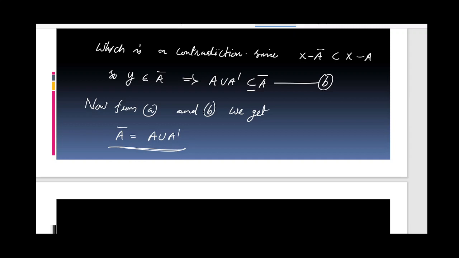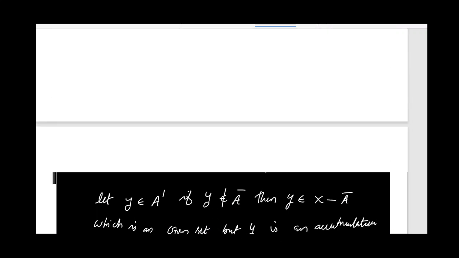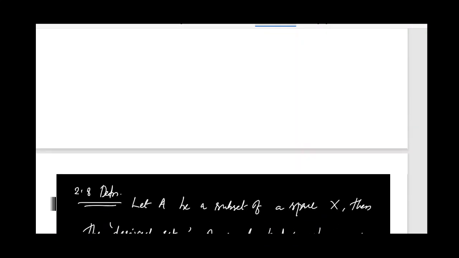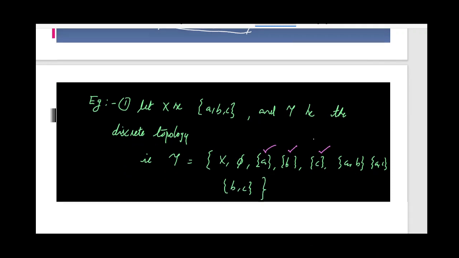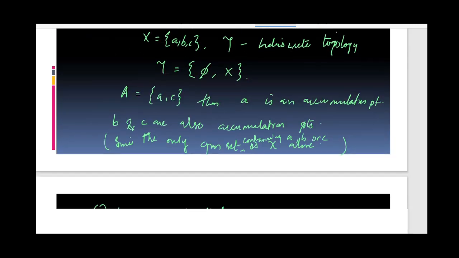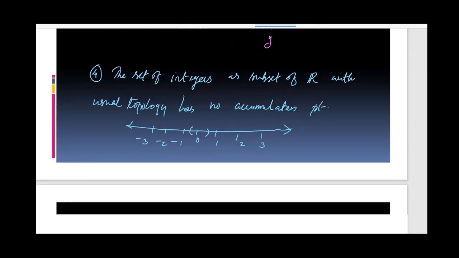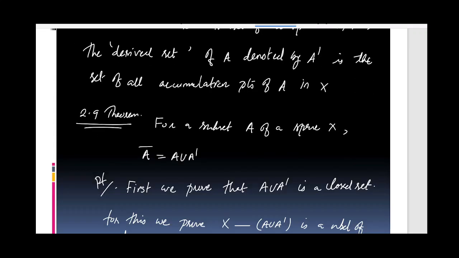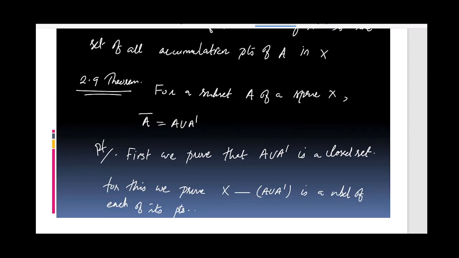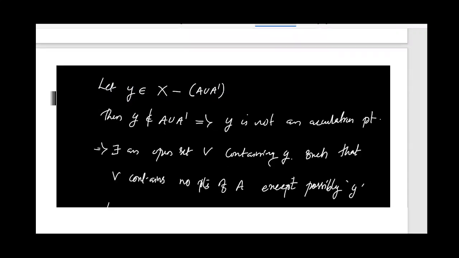So in today's class, we have discussed what an accumulation point is, the definition, some examples, and then the derived set definition and a theorem. Okay, so hope you understood today's class.